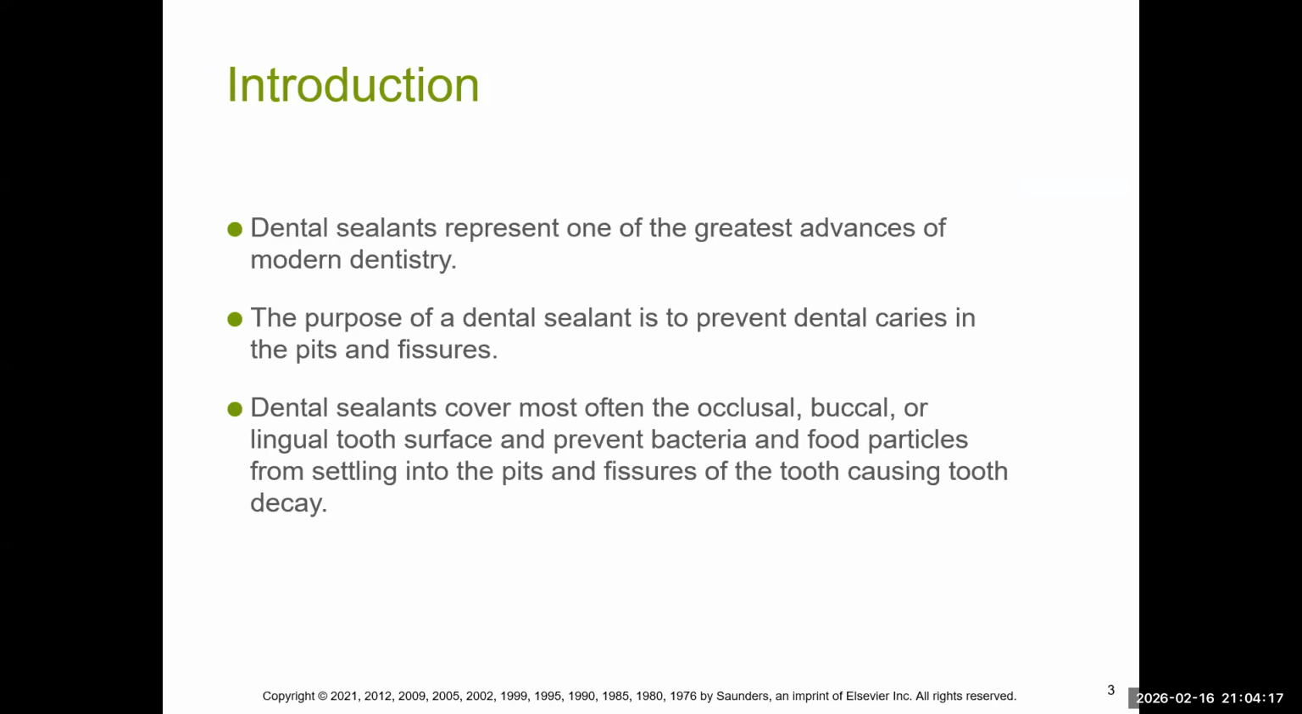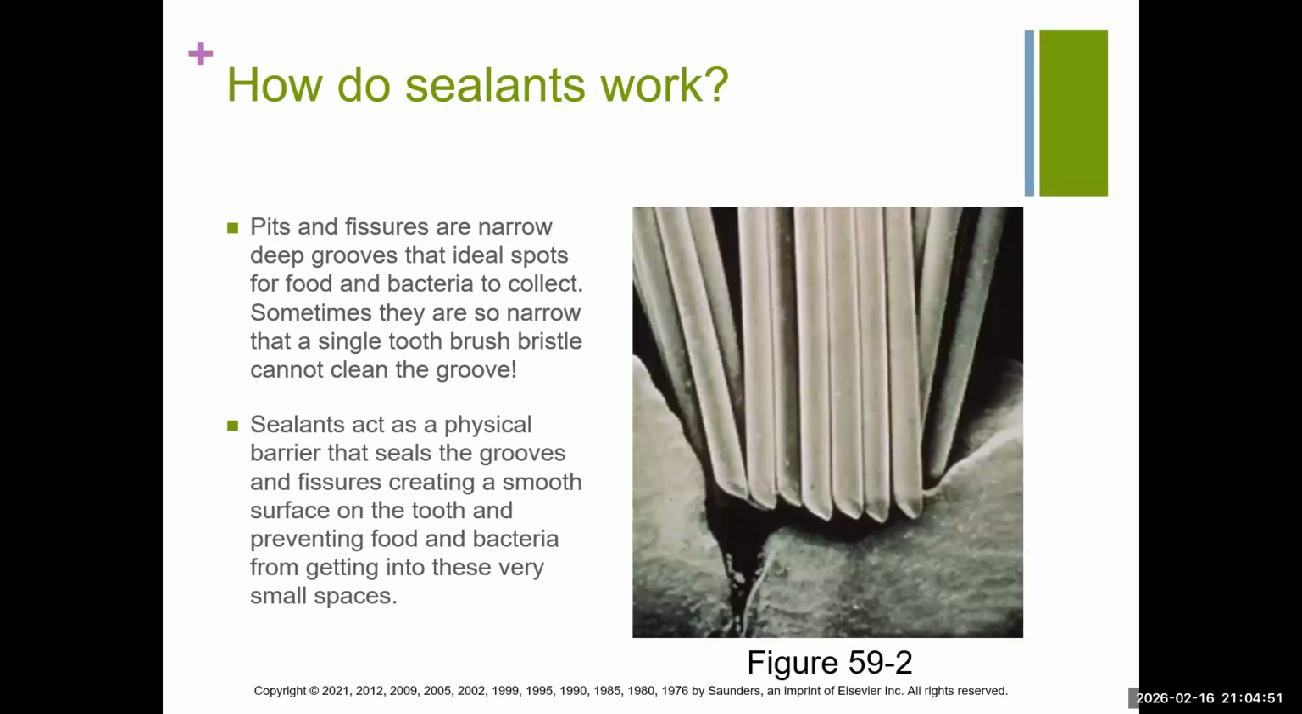Dental sealants represent one of the greatest advances of modern dentistry, and the purpose of a dental sealant is to prevent dental caries in pits and fissures. So if they're in pits and fissures, they're only in posterior adult teeth. Dental sealants cover most often the occlusal, buccal, or lingual tooth surface and prevent bacteria and food particles from settling into those pits and fissures of the tooth, causing tooth decay. So we don't want them to cause tooth decay. If we have the sealant on them, we could prevent such a thing from happening.